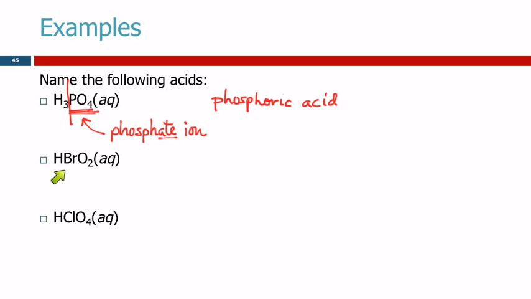So here we have HBrO2. Again, we've got something that starts with H and has oxygen in it. What do we have if we cover up the hydrogen or chop the hydrogen off? Bromate. Right? Bromate is BrO3. This is BrO2. So this is a bromite ion. What do we change ite to? Ous. So this is bromous acid.